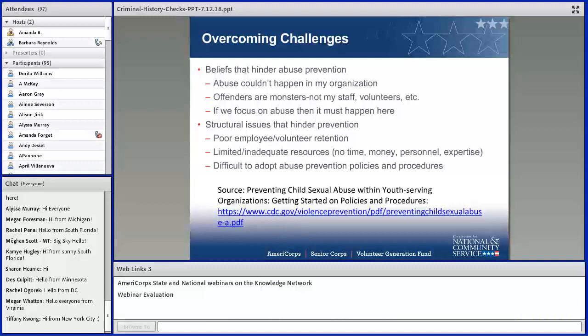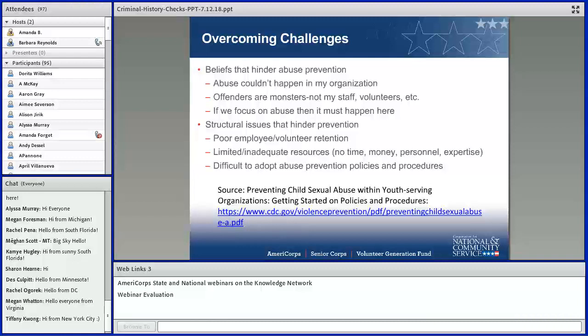But there are these beliefs that abuse doesn't happen at your organization, that defenders can never be your staff or never your volunteers or never your community members. And then there's this implicit idea that you're saying abuse happens here if you focus on it. And I think you just have to get over those beliefs. You can't operate in the sense that everything is perfect. We know that abusers are everywhere. They're not walking around telling you that they're about to abuse someone. So you just have to be vigilant, a little bit paranoid, but also realistic.